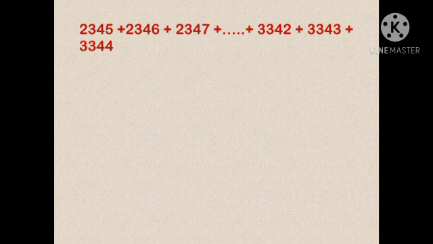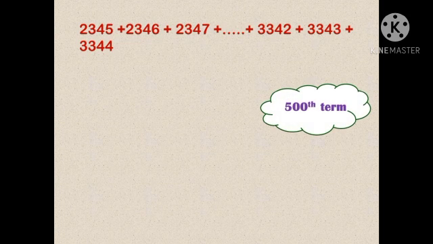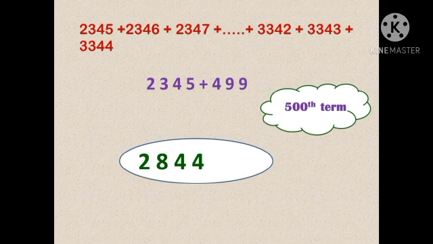So finally, let us solve one more problem. The question is 2345 plus 2346 up to 3344. Here we are going to add 1000 consecutive numbers. If you want to apply the trick, we are supposed to find the 500th term in the series. In order to find the 500th term, we are supposed to add 499 to the first term. If we add 2345 with 499, we will get 2844, and insert another 500 at the end. So the final answer would be 28,44,500.